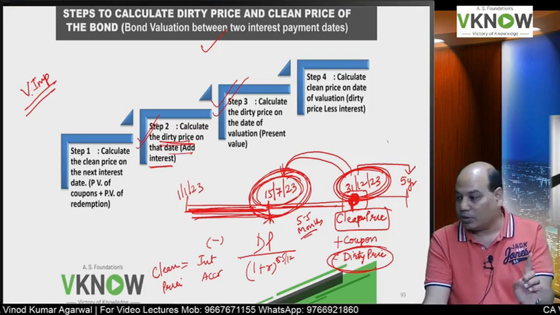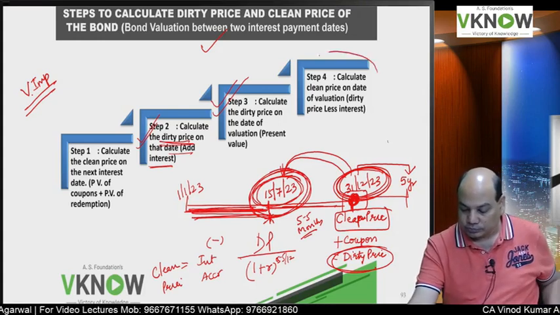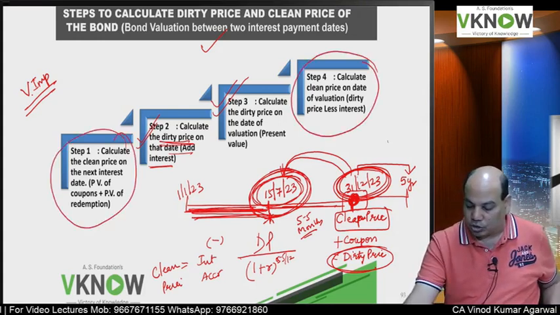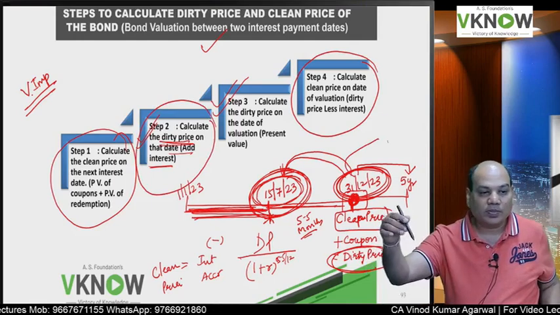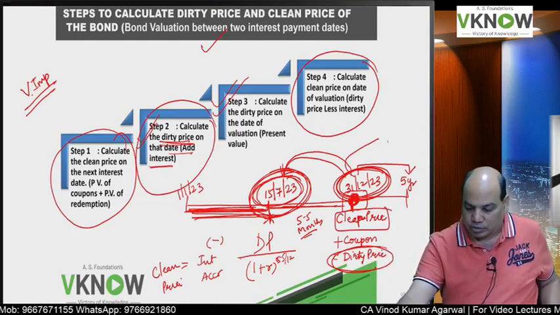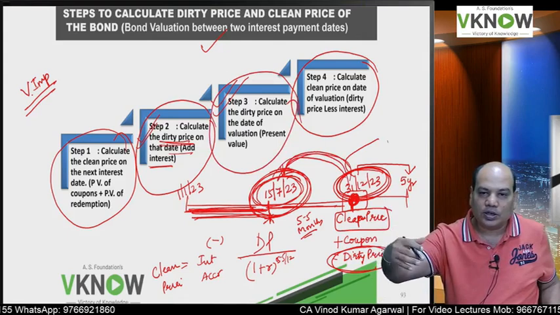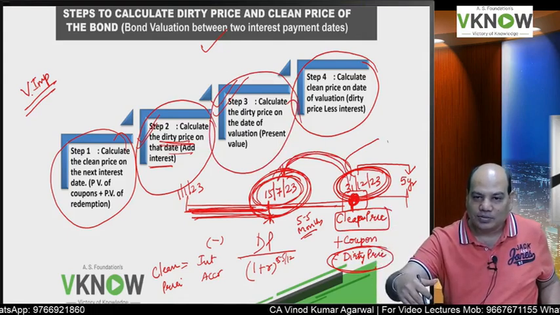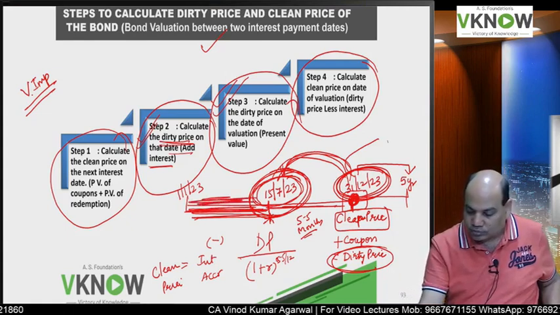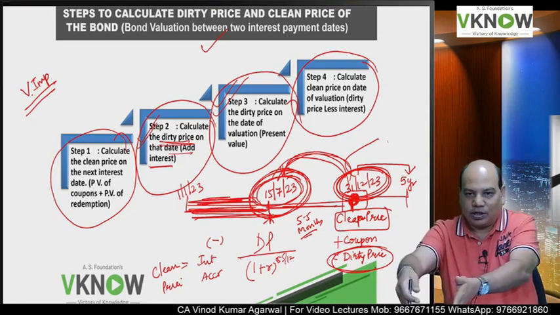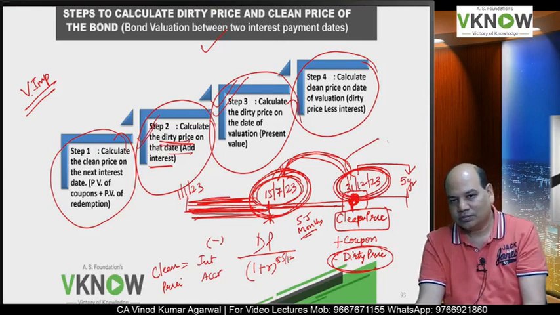So I'll just repeat the step, very important. Those who are watching online, offline, on YouTube, first you will find out the clean price on next coupon payment date. Then you will find dirty price on next coupon payment date by adding the coupon amount. Then compute the present value of that dirty price. Present value of dirty is also dirty. And then you remove the interest accrued between last payment date and date of valuation. That will give you clean price on valuation date.